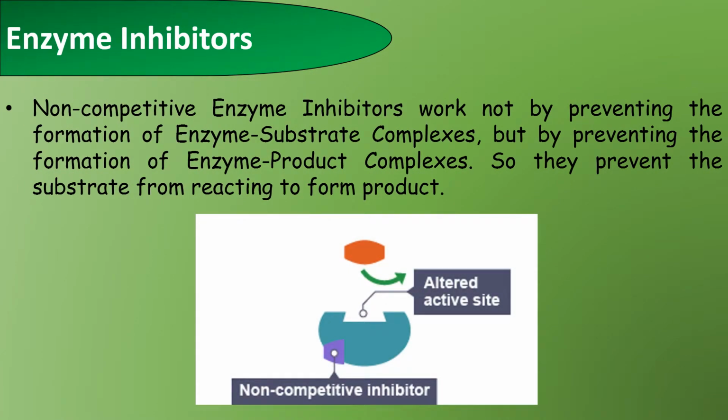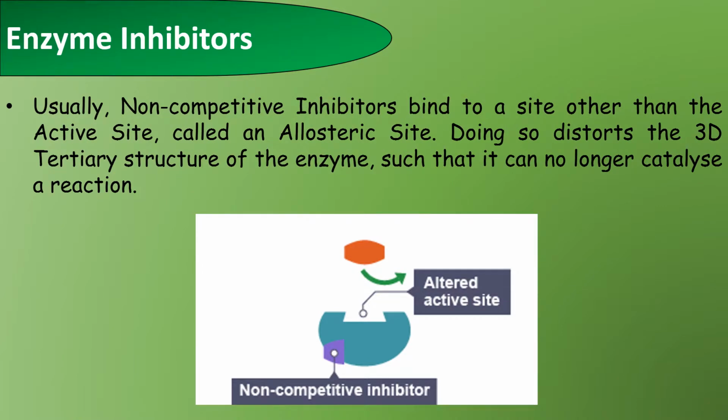Non-competitive enzyme inhibitors work not by preventing the formation of enzyme-substrate complexes, but by preventing the formation of enzyme-product complexes. So they prevent the substrate from reacting to form the product. Usually, non-competitive inhibitors bind to a site other than the active site called an allosteric site. Doing so distorts the 3D tertiary structure of the enzyme so that it can no longer catalyze a reaction.